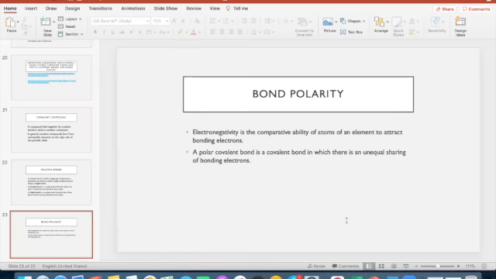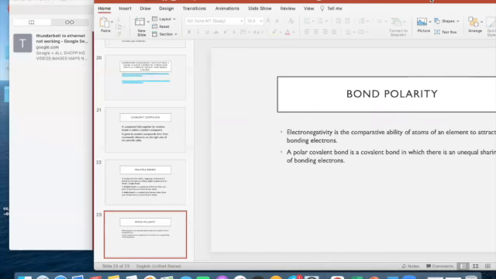Then you have bond polarity. Electronegativity is the ability of atoms of an element to attract bonding electrons. And a polar covalent bond is a covalent bond in which there is unequal sharing of bonding electrons. So there's like an odd number out. All right, so that was the gist of chapter 9.